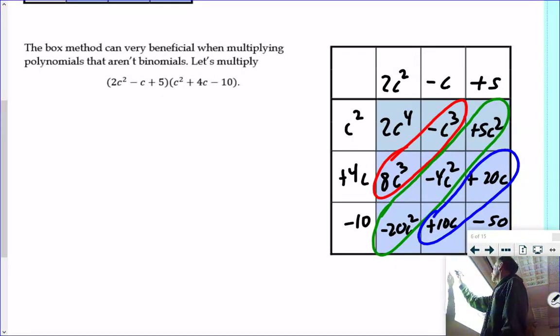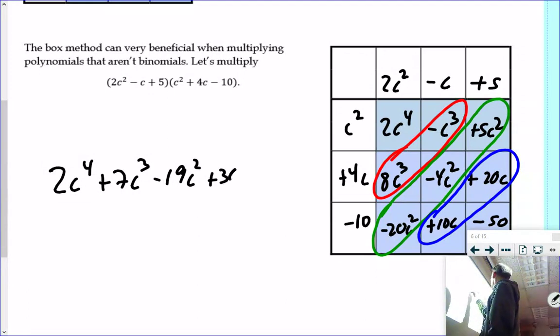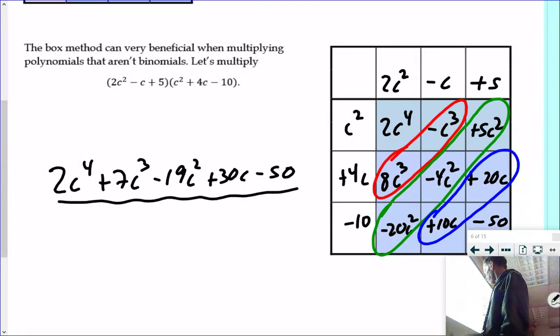So my final answer, 2c to the fourth plus 7c to the third minus 19c squared plus 30c, and then minus 50 would be your final answer here.